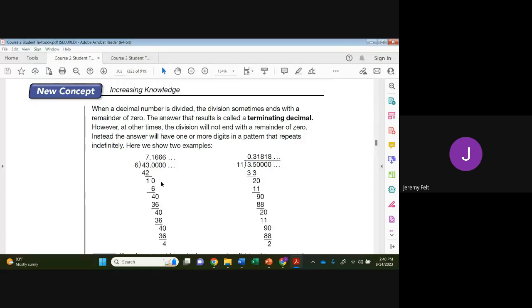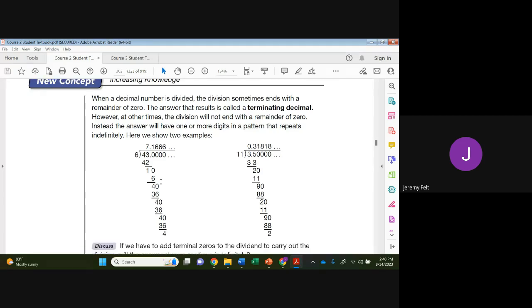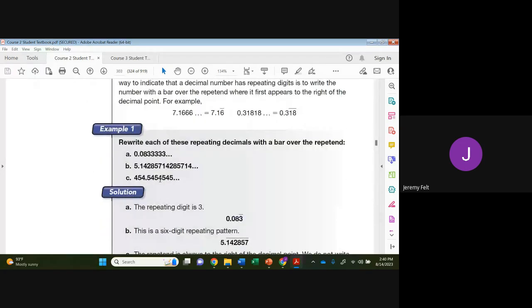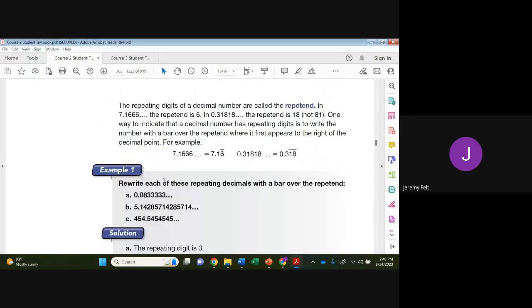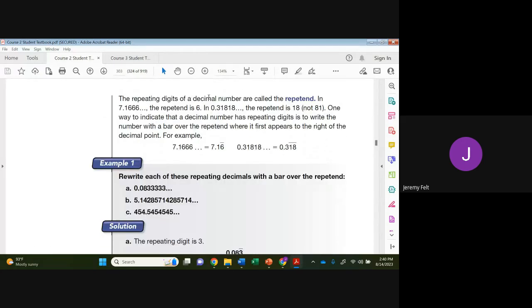So oftentimes they terminate. Either they're going to repeat or they're going to go on forever without any sort of repetition. So let's look at this term. The repeating digits, oftentimes it's just one digit that's repeating, or sometimes it's 2, it can be 3, it can be however many. The digits of the decimal that are repeating are called the repetend. So it's the ones that are repeating. And to indicate that, we put a little bar above whatever numbers are repeating when they start repeating.